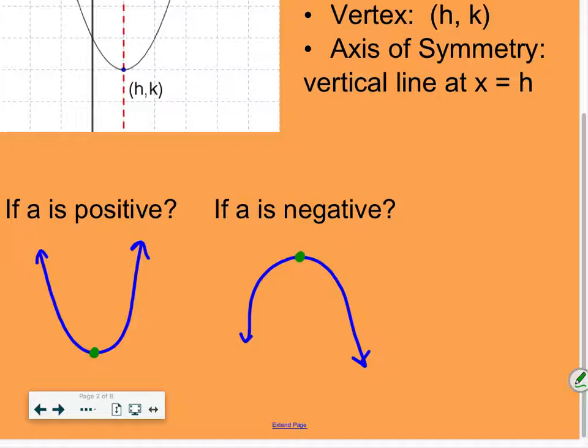All right, what do you guys think up here? You said b is positive and the vertex is negative, and then a is negative.